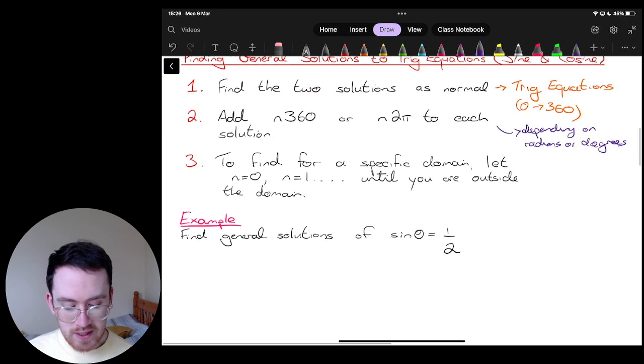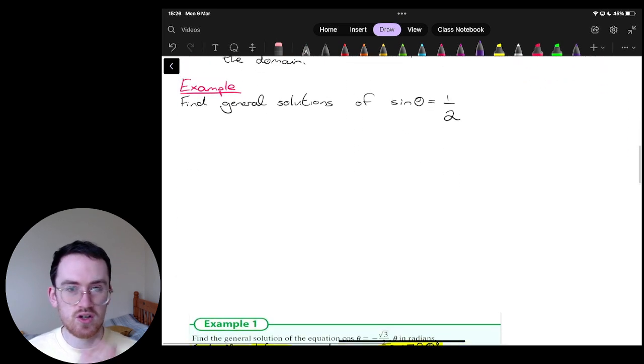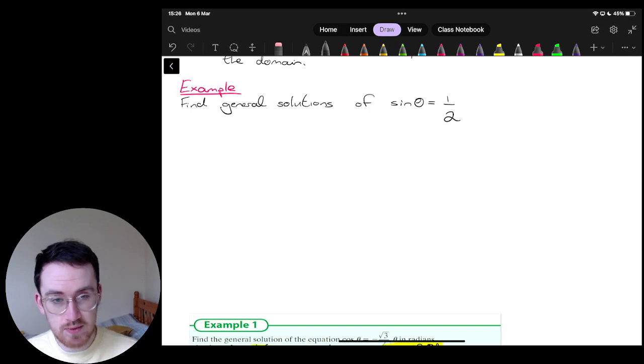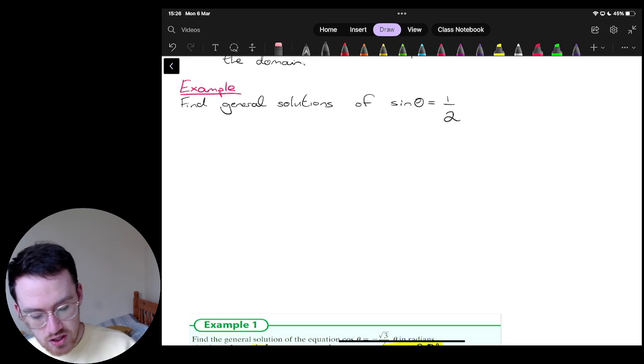So let's try and apply it to a question, because when we work through it, it works itself out a bit clearer. So sine theta is equal to a half. Our first step is to solve as normal.